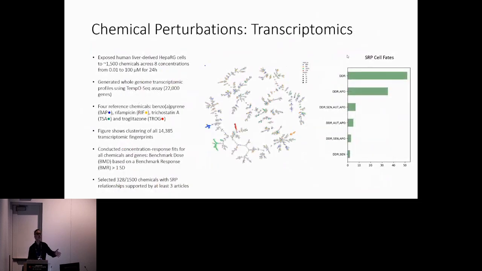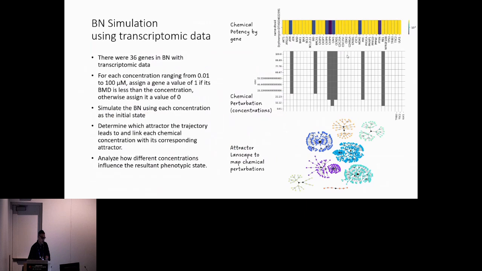So next we brought in the transcriptomic data. How do you bring in the transcriptomic? So we've run this study on HepRG cells. We have 1,500 chemicals. About 300 of these we have evidence about actually activating DNA damage response and causing perturbations and resulting in apoptosis and autophagy potentially. So we've done concentration response modeling.